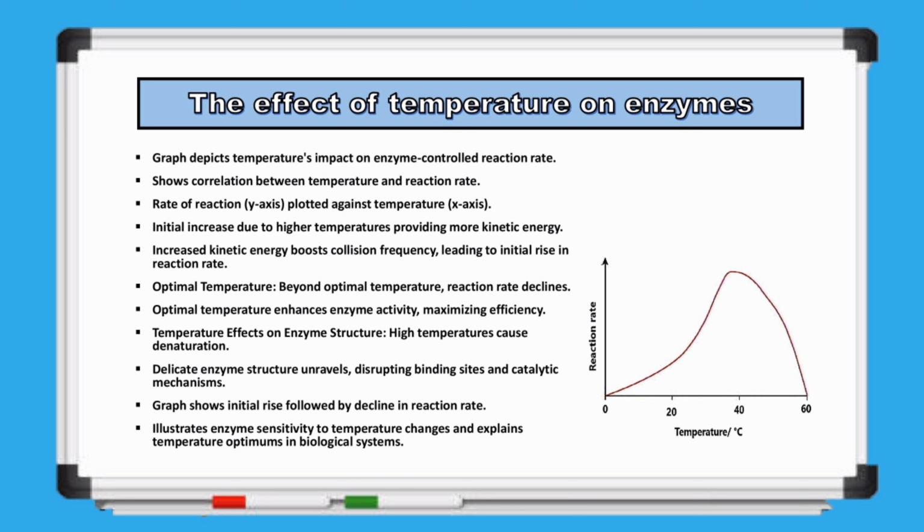So, the shape of the graph, a rise followed by a sharp decline, vividly illustrates both the sensitivity of enzymes to temperature changes and the concept of an optimal temperature range for biological reactions. This is a key reason why living organisms must carefully regulate their internal temperatures to maintain efficient enzyme function.